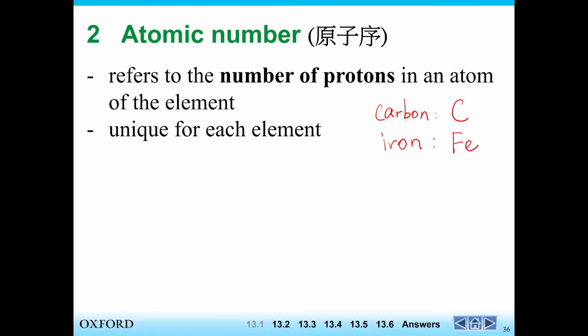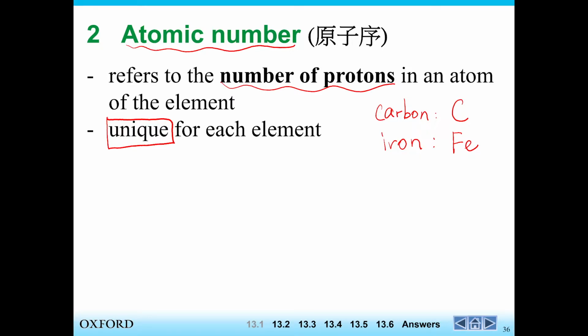But how do we assign this atomic number? It refers to the number of protons in an atom of the element. And the number of protons is actually unique. Each element will have its own number of protons.